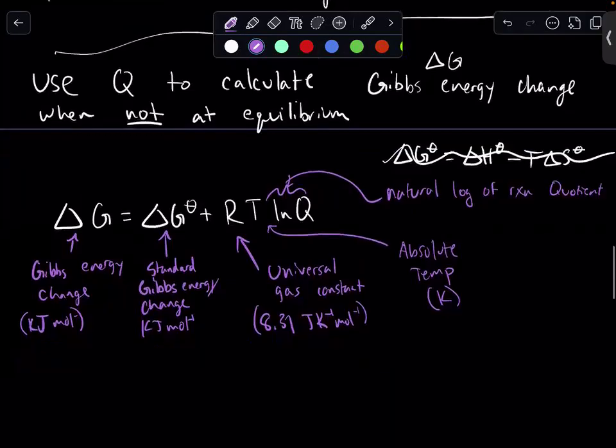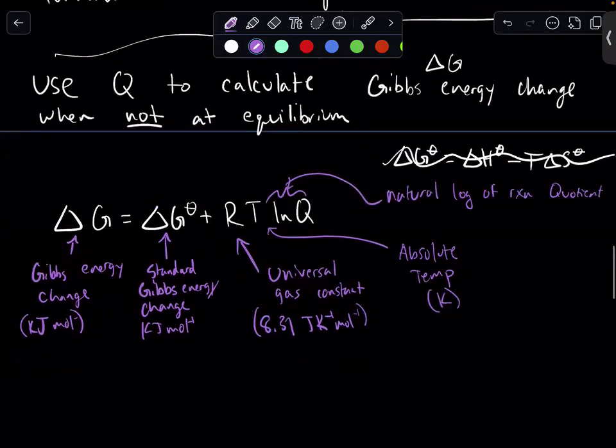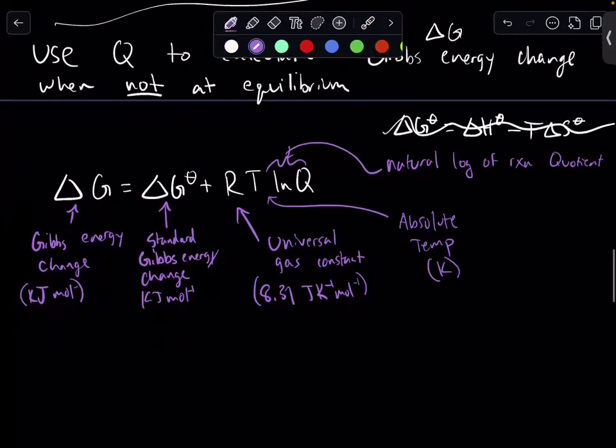This will help us determine whether a reaction is spontaneous or not, because we already discussed in our previous video, if this is less than 0, being negative, the reaction is spontaneous. If it's greater than 0, the reaction is non-spontaneous. We are left with another question. How do we get our standard Gibbs energy change? It turns out we have another equation for that. Delta G standard is equal to negative RT ln K.